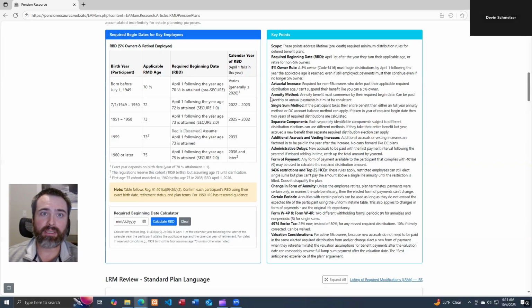For a 5% owner, it is their ownership as of April 1st using Code 416, so family members will also be classified as a 5% owner. And as of April 1st, if they are, even if they sell their ownership afterwards, they continue to be a 5% owner and must continue taking the required distribution payments. Actuarial increases are required for non-5% owners starting on their April 1st following the year they turn 70.5. So it is a separate required begin date, and that will cease to apply once they commence their benefits.